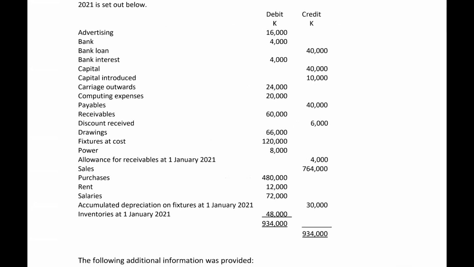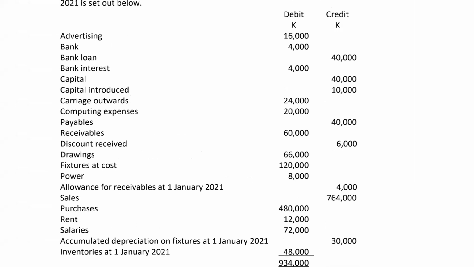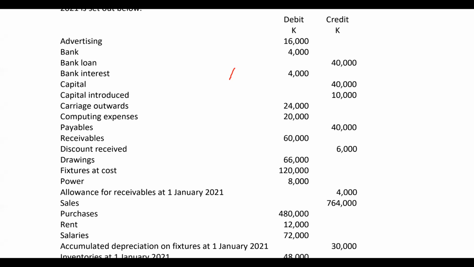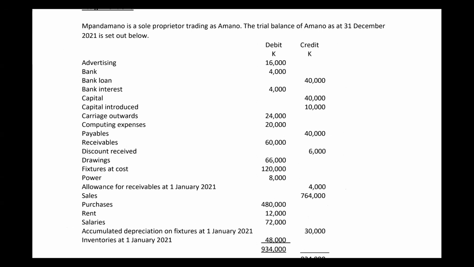So the first thing you are doing is to identify the elements that are given here and allocate them according to the positions where you're going to record them. We have got the trading account, the profit and loss, and the balance sheet. So just check where they are going. Since we are revising, we all know where these are going.